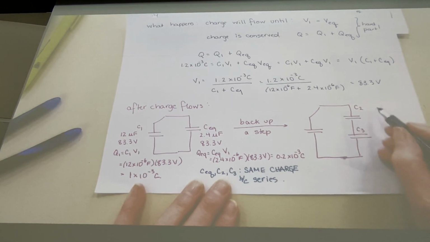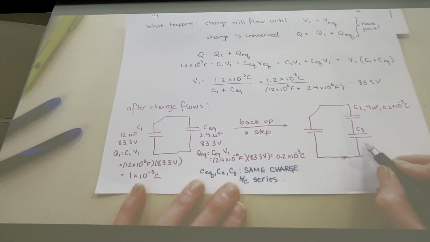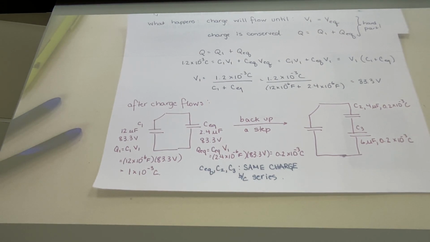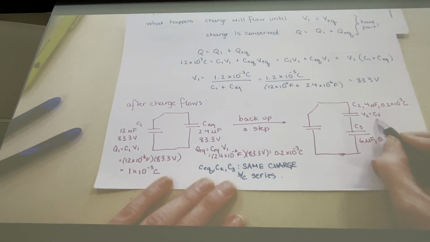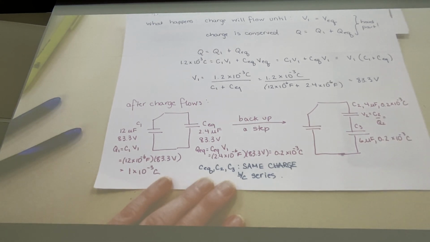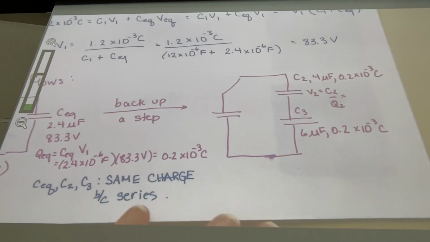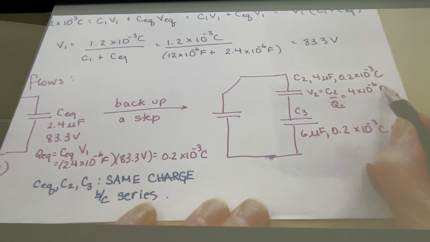So C2 has a capacitance of 4 microfarads, charge of 0.2 times 10 to the minus 3 coulombs. C3 has a capacitance of 6 microfarads and a charge of 0.2 times 10 to the minus 3 coulombs. When you know the capacitance and the charge, you can find the potential. So V2 is C2 divided by Q2. So 4 times 10 to the minus 6 farads.